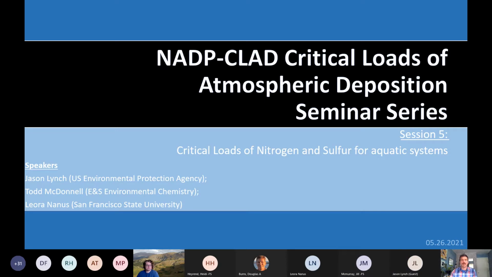Lastly, we have Leora Nanus, who is an assistant professor in the Department of Geography and Environmental Science at San Francisco State University. Prior to her current position, she worked as a hydrologist with the USGS for over 10 years with the Alpine Hydrology Research Group in Colorado. Her research interests include hydrologic and biogeochemical processing in undisturbed watersheds in the western U.S., including atmospheric nitrogen critical loads for aquatic systems in the Rocky Mountains.